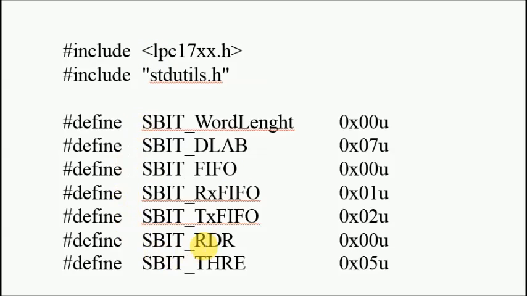Now we have to define the particular values here. The word length is 00, u is the utils function, then the DLAB is 07, then FIFO is 00, then RX, that is the received buffer, is 01, the transmit buffer is 02, received data is 00, and transmit data is 05. So we are specifying the values here. We have to define the bits here for the particular locations.